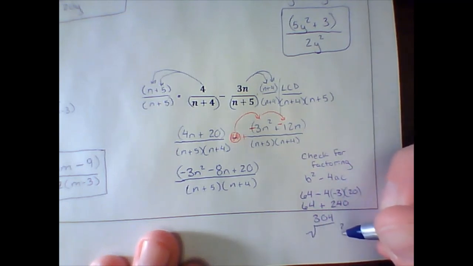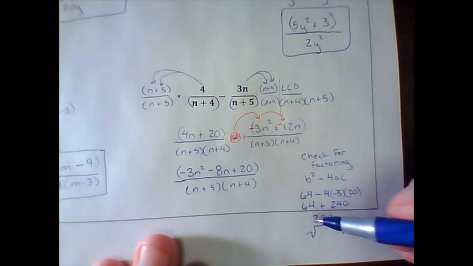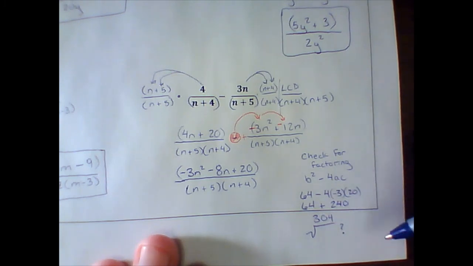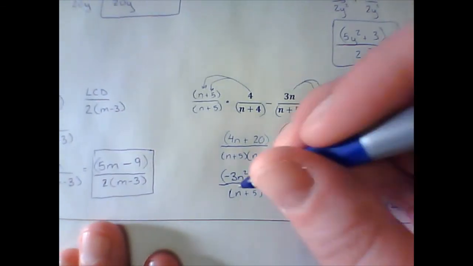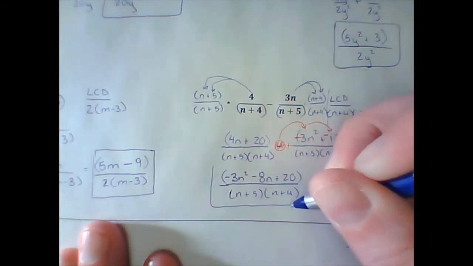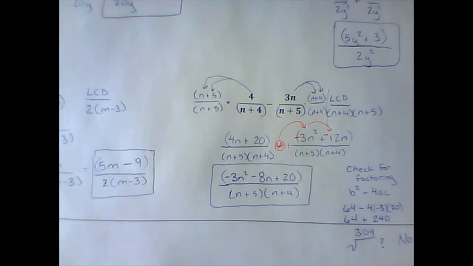And the question is, does 304 have a square root? If it has a square root, it can factor. If it does not have a square root, don't try to factor it. It doesn't factor. So that's one way you can check to see if a problem factors. The question is the discriminant a perfect square? And the discriminant is not, which means it cannot factor, which means that's your answer.